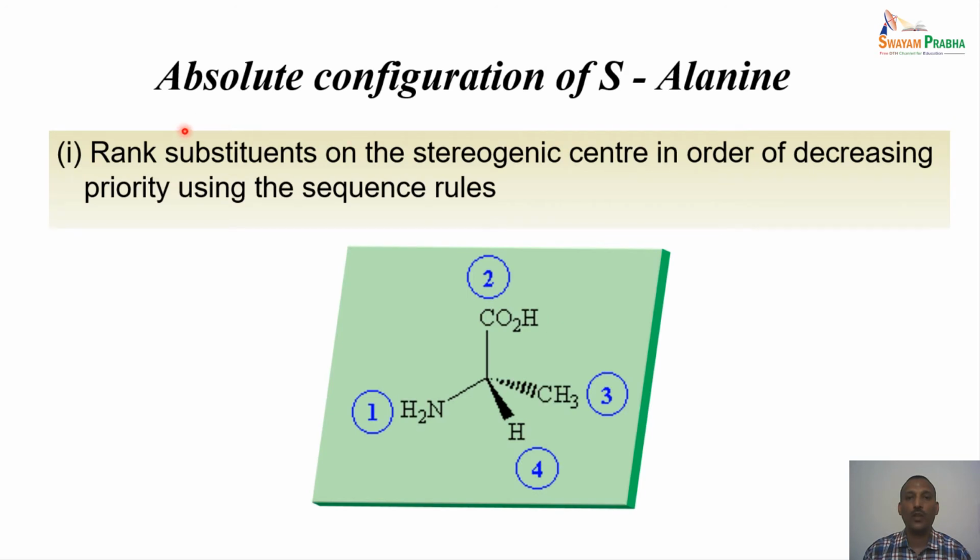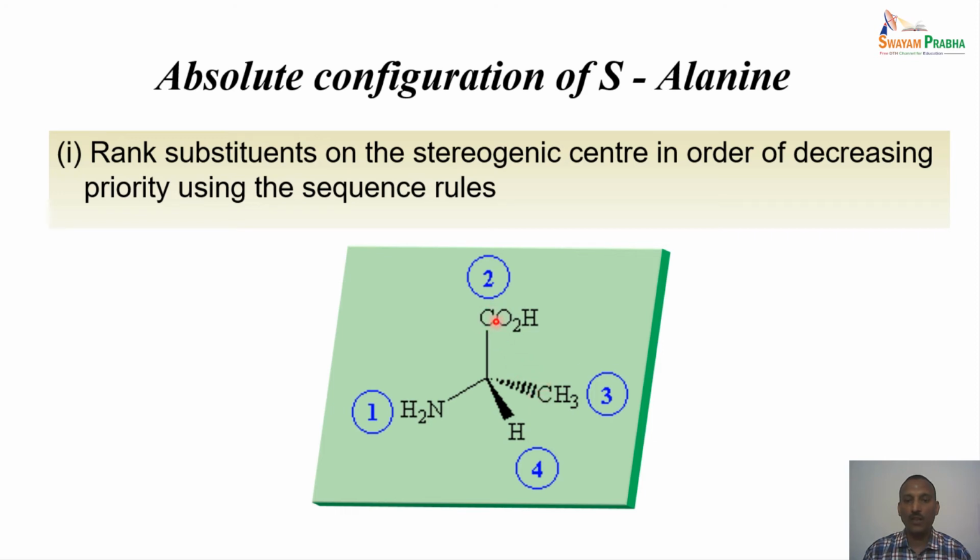Let us look at how to find out the absolute configuration of S-alanine. So here we have shown alanine in this structure. Here we need to rank the substituents on the stereogenic center in the order of decreasing priority using the sequence rule. According to the sequence rule, nitrogen is the first attachment. For carbon, we have two carbons. If you look at the carboxylic acid and the methyl group, we have two carbons, which is the first attachment.